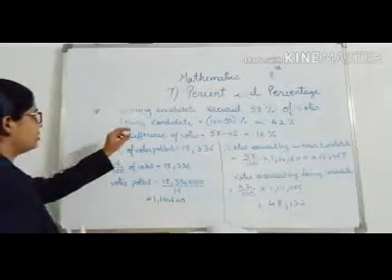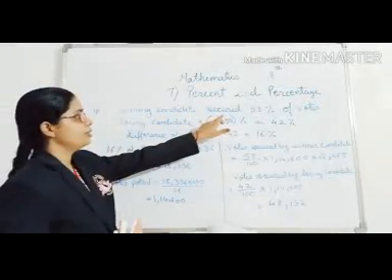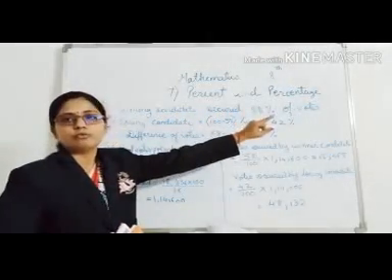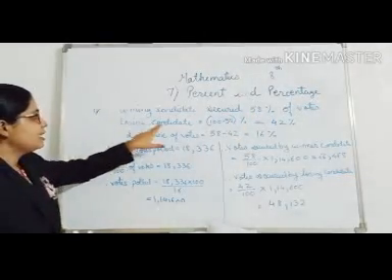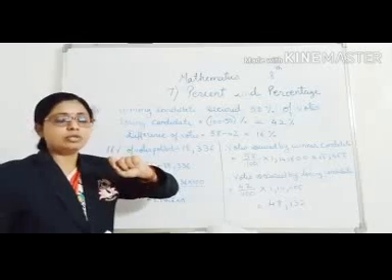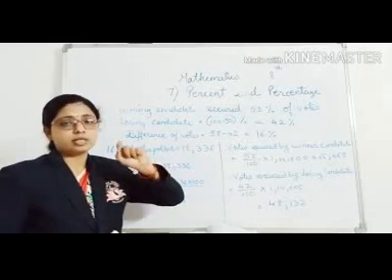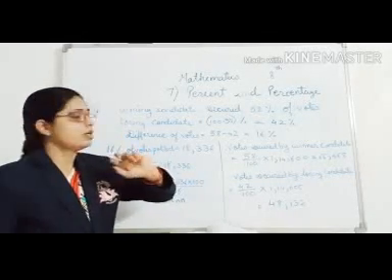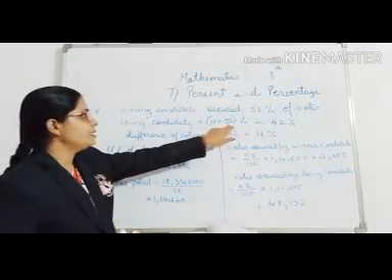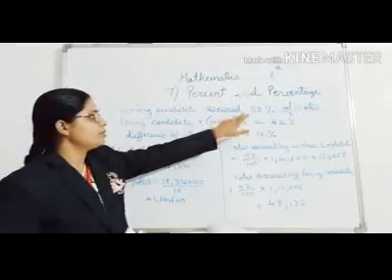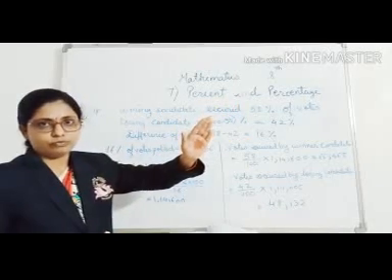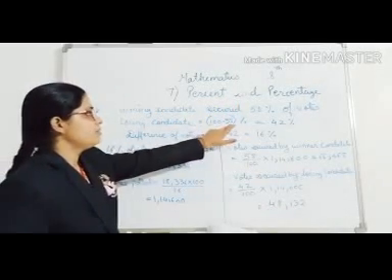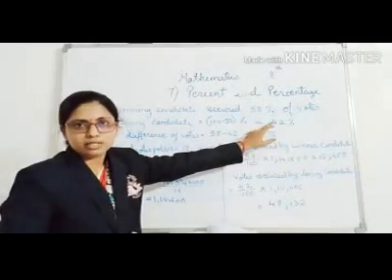So in this question, the winning candidate secured 58% of votes. That is given in the question. For the losing candidate, we have to find out what percentage of votes they got. So 100 minus 58. 58 means the winning candidate. So 100 we are considering as the total number of votes. So 100 minus 58% is 42%.